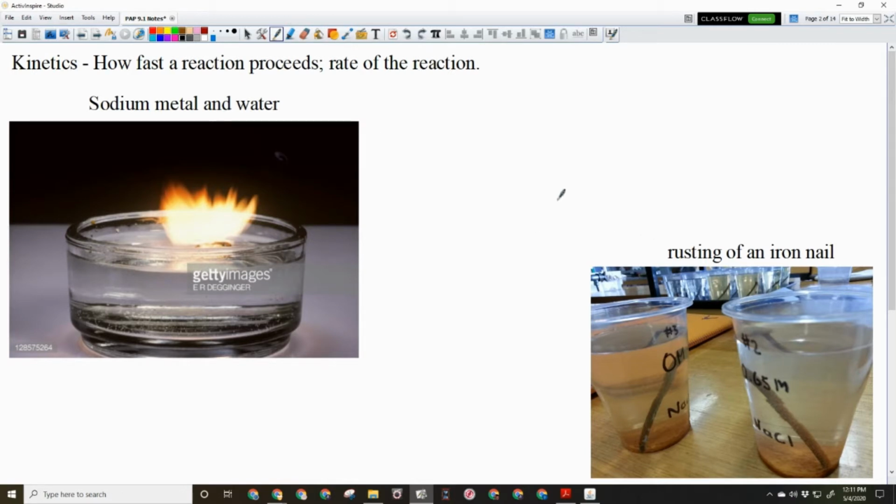And compare that to the rusting of an iron nail. If you put an iron nail down into some water, and it could be salt water, it could be plain water, that's going to change. Those ions are going to change the rate of reaction. So rusting happens over days, maybe weeks, maybe months. So that's a very slow reaction.